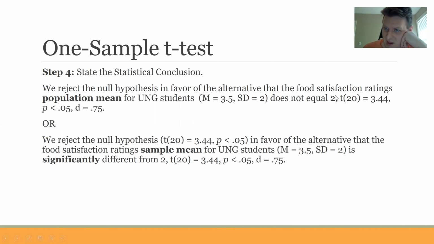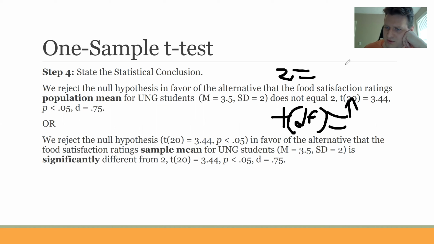So we have T. Here's something new. What is this thing right here? That thing is the degrees of freedom. What we're going to do now is instead of just saying z equals blah, t, we need to specify the degrees of freedom. We're going to put the degrees of freedom in parentheses, and then we're going to say what t is equal to.